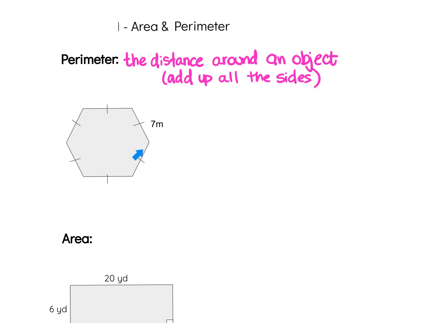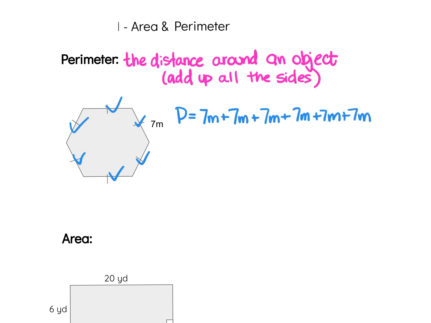If we look at this shape right here, this side is labeled 7 meters. One thing that you have to get used to with geometry is that sometimes we'll use markings to indicate congruent sides. Since this 7-meter side has 1 tick mark, that means that every other side that you see with 1 tick mark is also 7 meters. We are going to use capital P to indicate perimeter, and that is going to equal 7 meters, plus 7 meters, plus 7 meters, plus 7 meters, plus 7 meters, plus 7 meters.